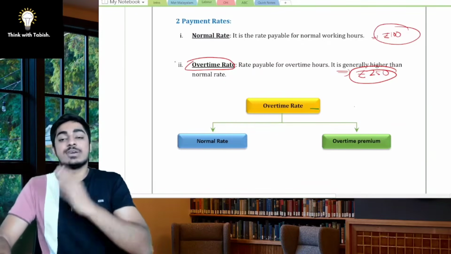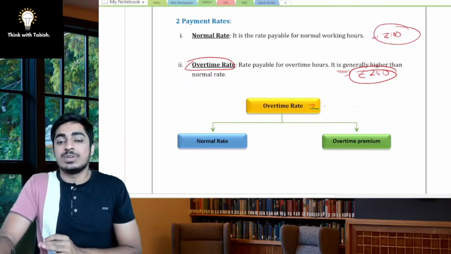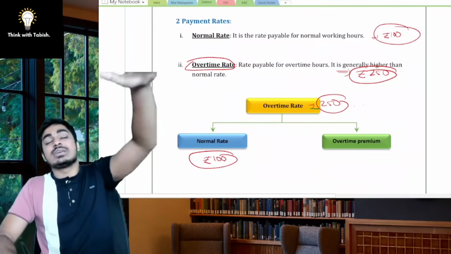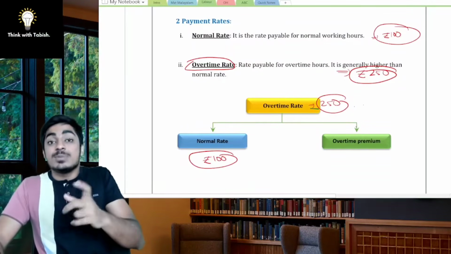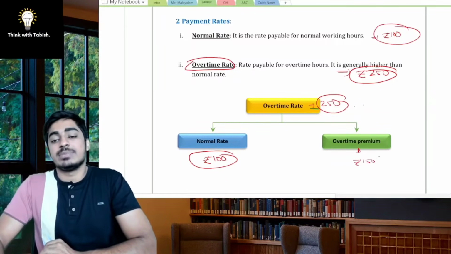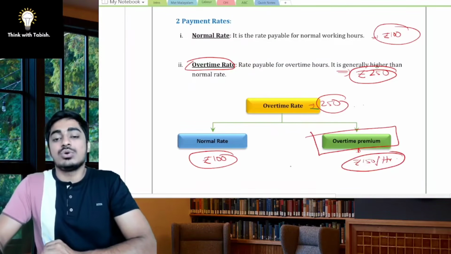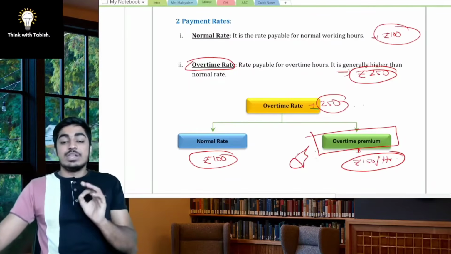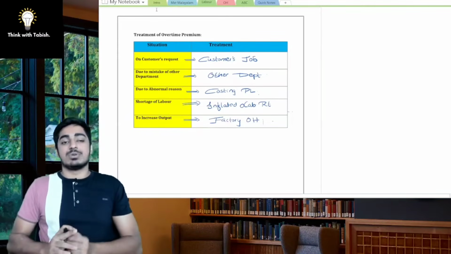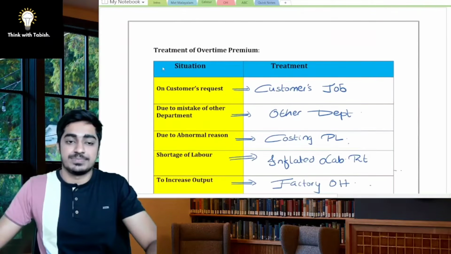Again, the overtime rate, we are going to bifurcate it as normal rate and overtime premium. Here, 250 is the total amount paid. We are saying 100 rupees will be paid even if he is working in the normal hours. So what is it that we are paying him extra because he is working overtime? It is 150 rupees per hour. This is the overtime premium. We need to know how to account for this overtime premium in our books.